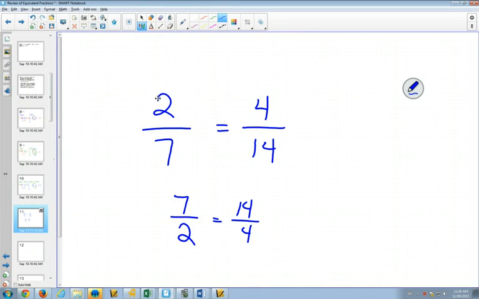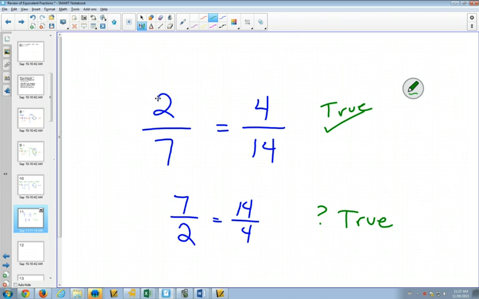If I flip both of them, are they still the same? I mean, 2 over 7 isn't equal to 7 over 2. I'm not trying to say that, but I'm wondering, we said this first statement is true. Is this one true or not? So 7 over 2 is not equal to 14 over 4? Or are they equal? They're equal.